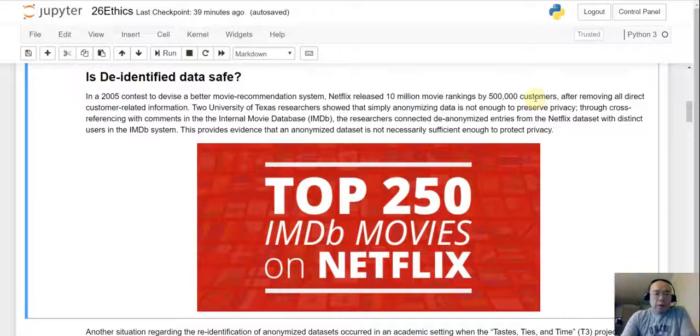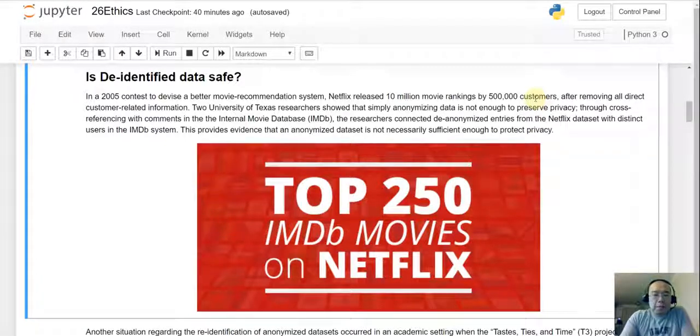Okay, let's continue. The next topic is: is the de-identified data safe? Usually when we have a data set, we don't want to include the user's information, and usually it's not that important to us in most cases. So usually our data is already de-identified, so we can't do a lot of harmful things. This is true, but not always.